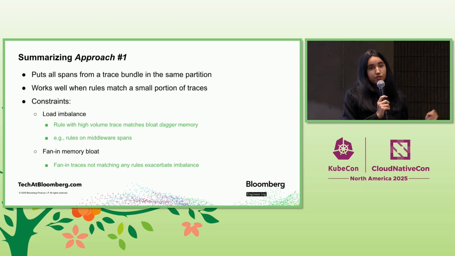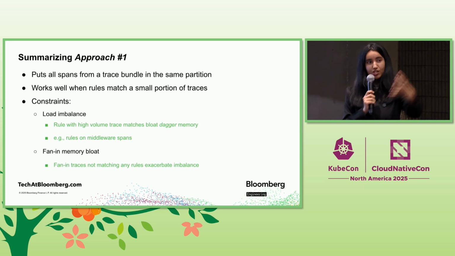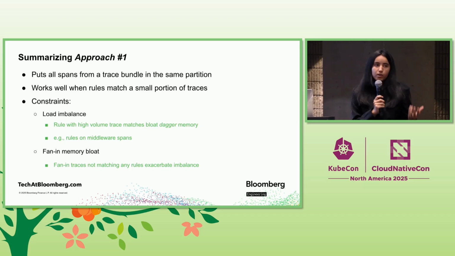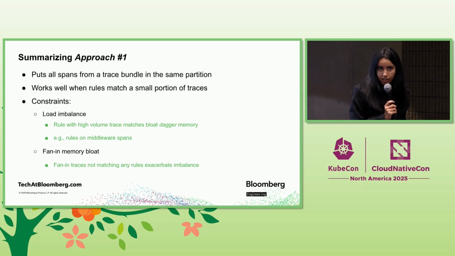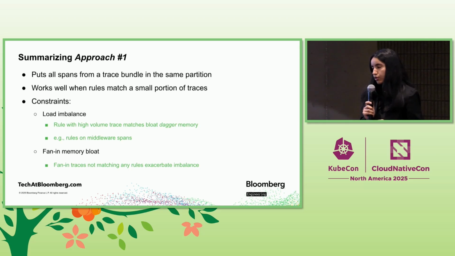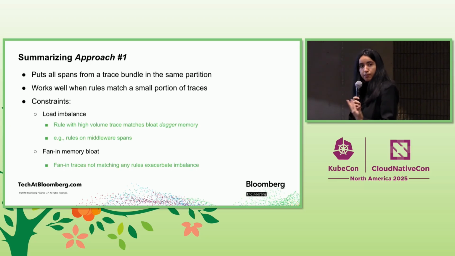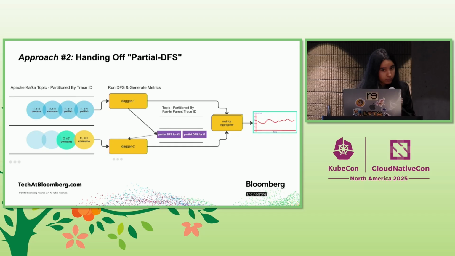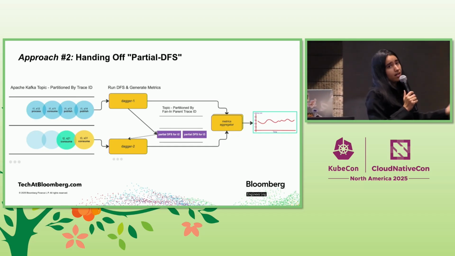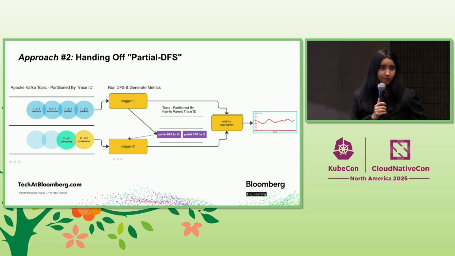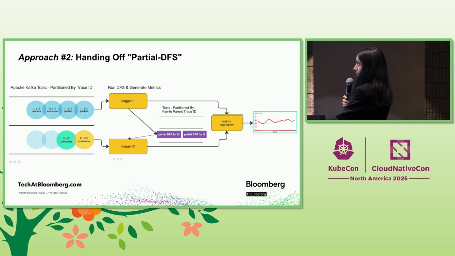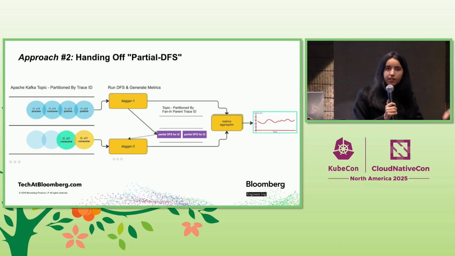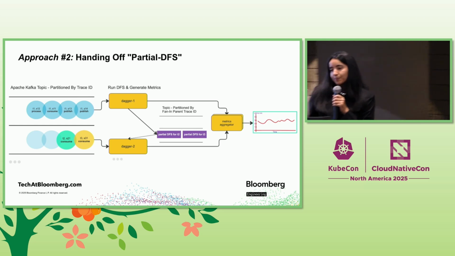So not only do you have your traces, but you also have these fanned-in traces. One downside of this is load imbalance for Dagger's memory. To take this scalability one step further, we ended up exploring this other approach to help fight the load imbalance issue. So this is approach number 2, in which we simply hand off what we call a partial DFS. So let's take a look.